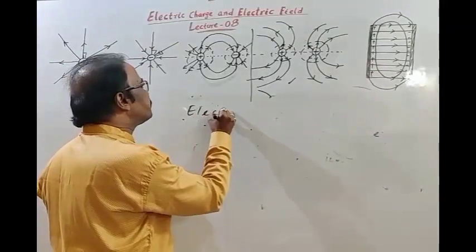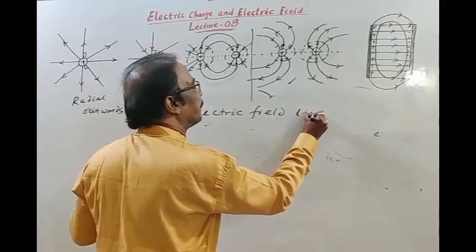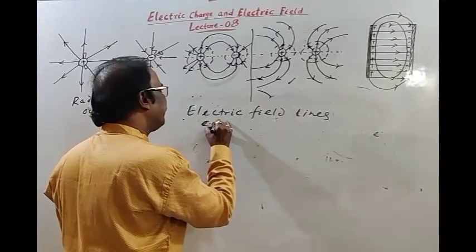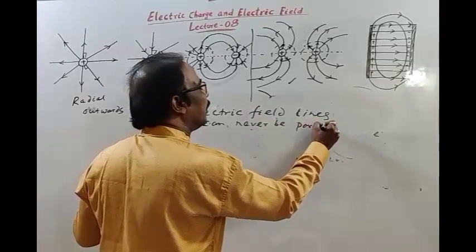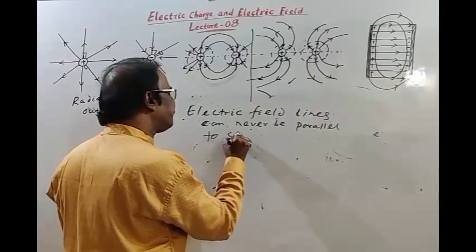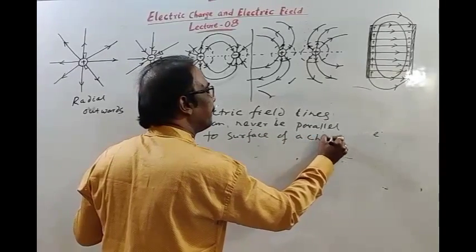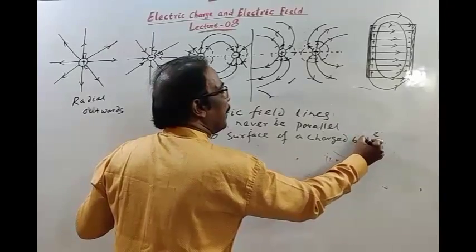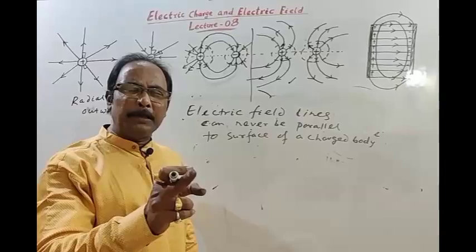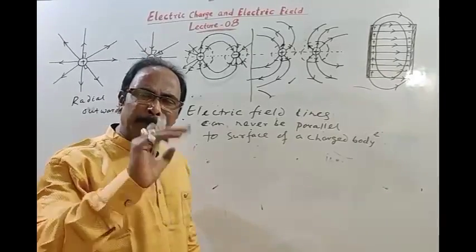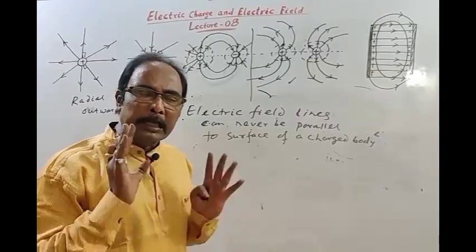Electric field lines can never be parallel to the surface of a charged body. As we have discussed, electric lines of force start from the surface of a positively charged body normally and terminate on the surface of a negatively charged body normally.